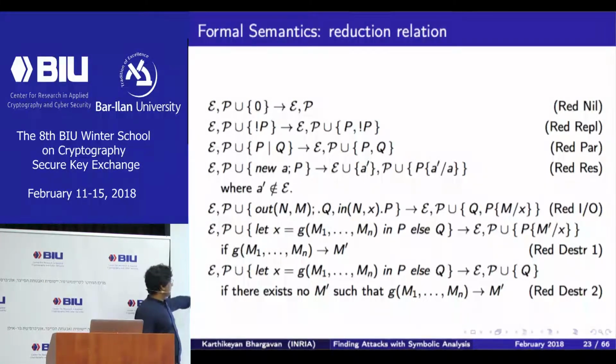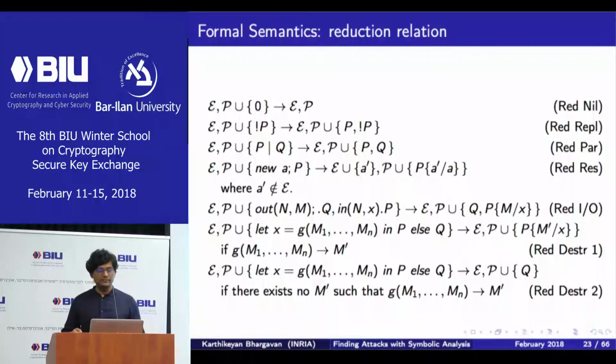If you have a fresh name generation like new A, if the protocol is generating a fresh nonce, you take the nonce that is being generated and you put it into the set of names on the protocol, and then you continue on in E.